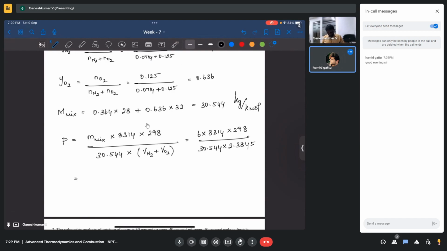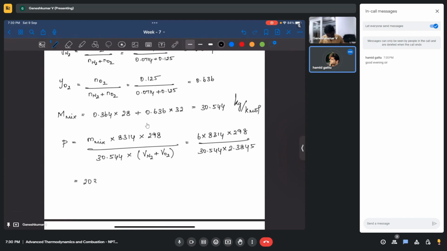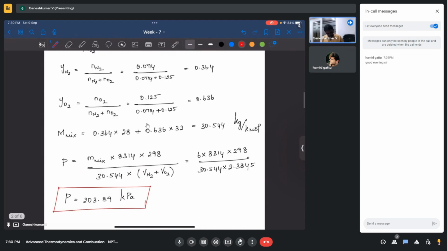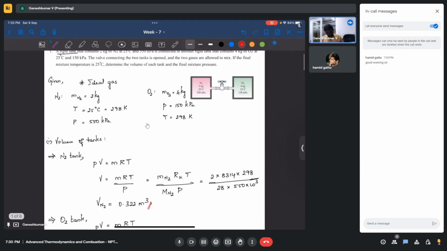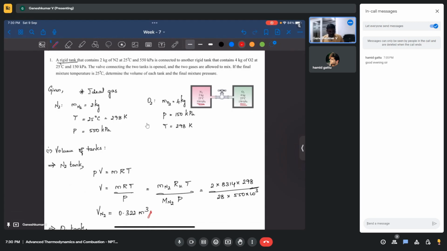It's the pressure. So I'm getting 203.89 kilograms. 203.89. Okay. Right. So yeah, and also it is in between 150 and 550 kilopascal. So yes, sir, it is.